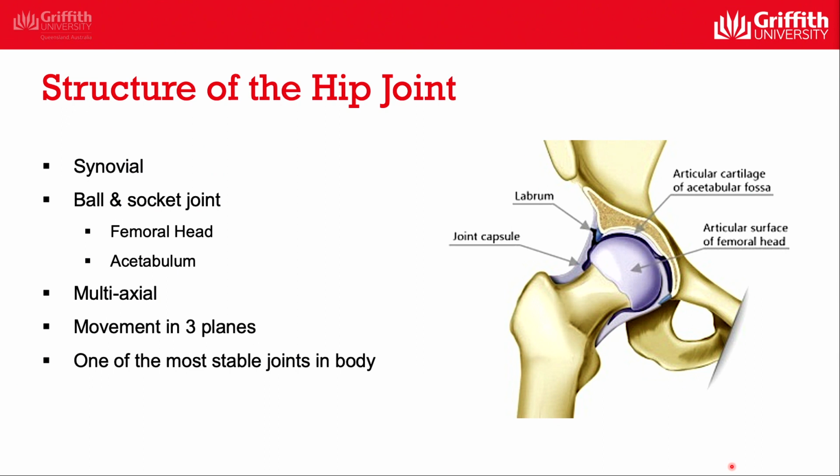And based on some of the bony anatomical variations and some of the soft tissues available at the hip joint, it is one of the most stable joints in the body and can withstand quite a large amount of forces.